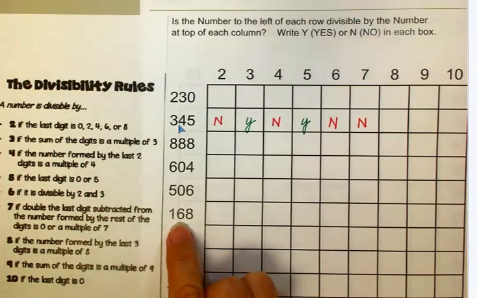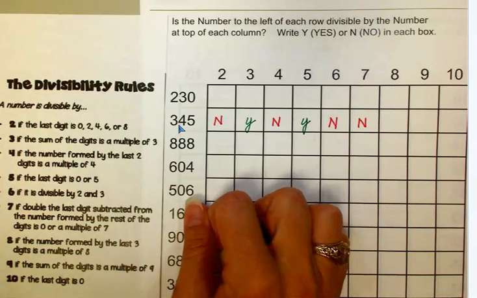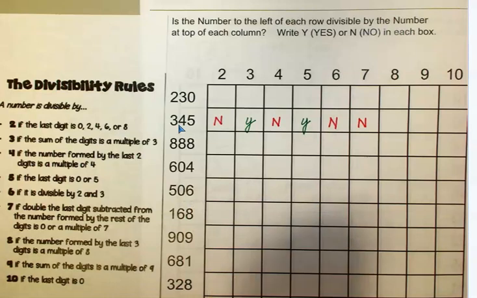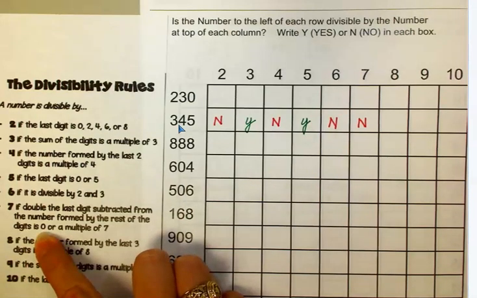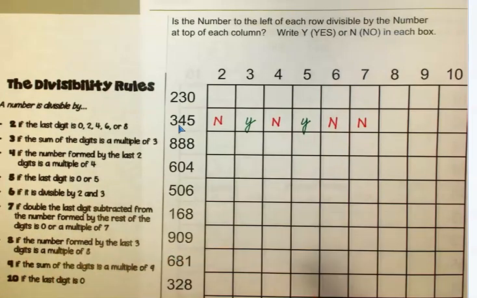But let's go down here and just make sure on divisibility by 7. Take the last digit 8 and double it. Doubling it is 16. Then take the number formed by the rest of the digits. The number formed is 16. 16 minus the 16 gives you a 0, a multiple of 7. So yes, it qualifies. 168, for instance, would be divisible by 7. So that one's a little tricky. You got to kind of be on your toes for that one.